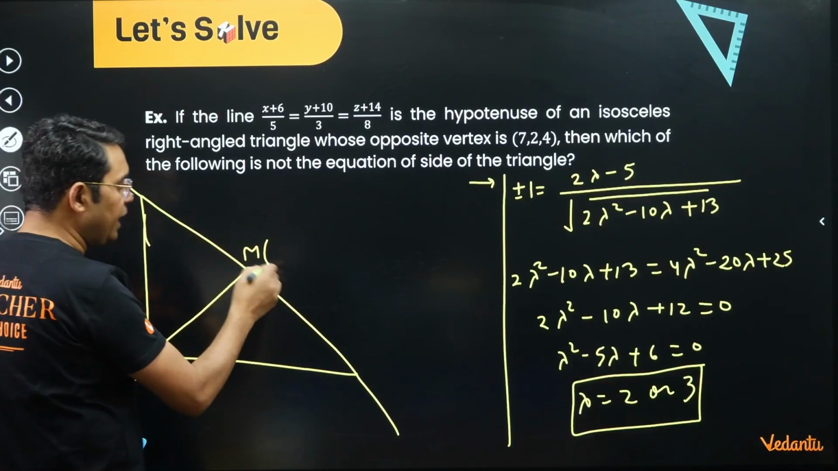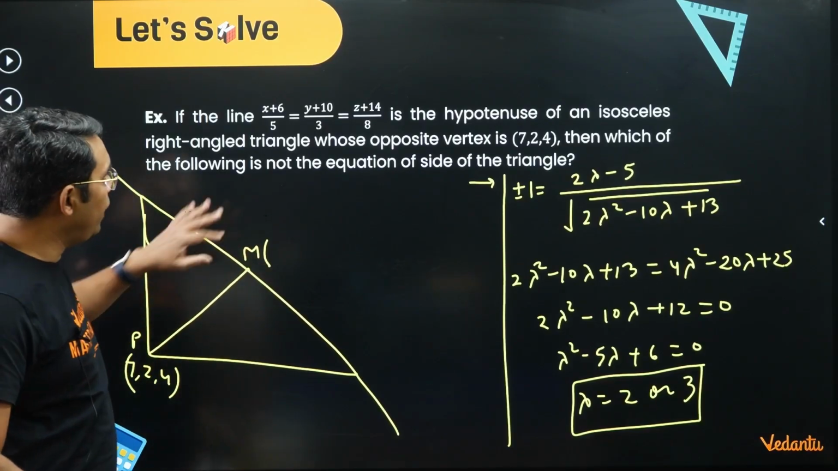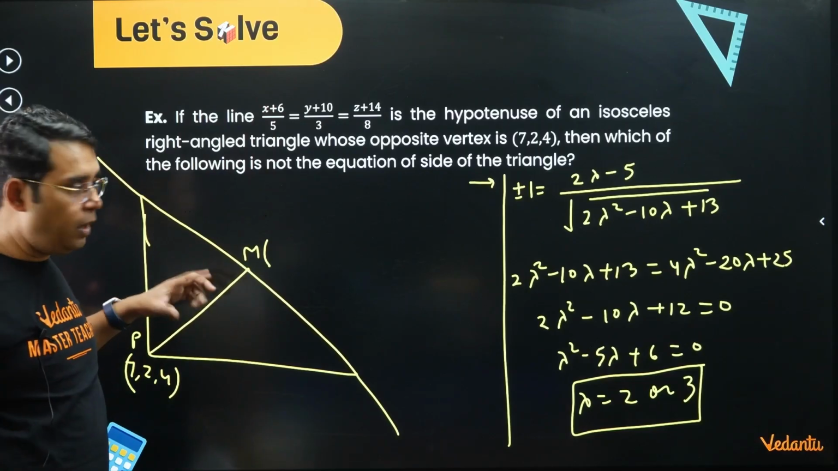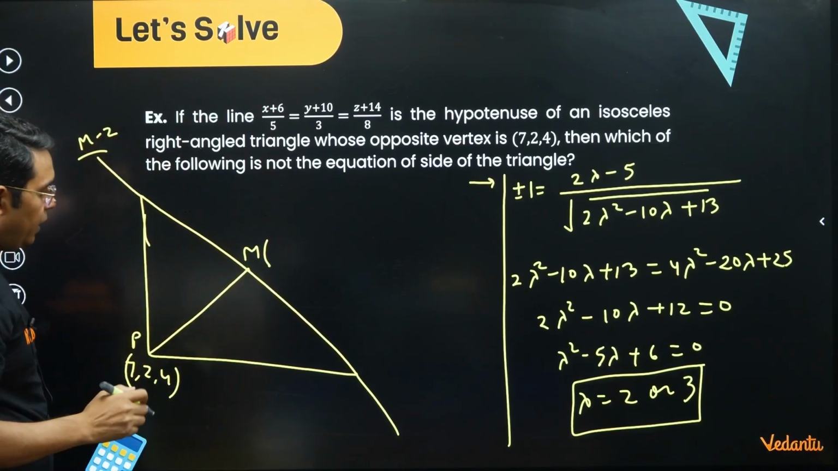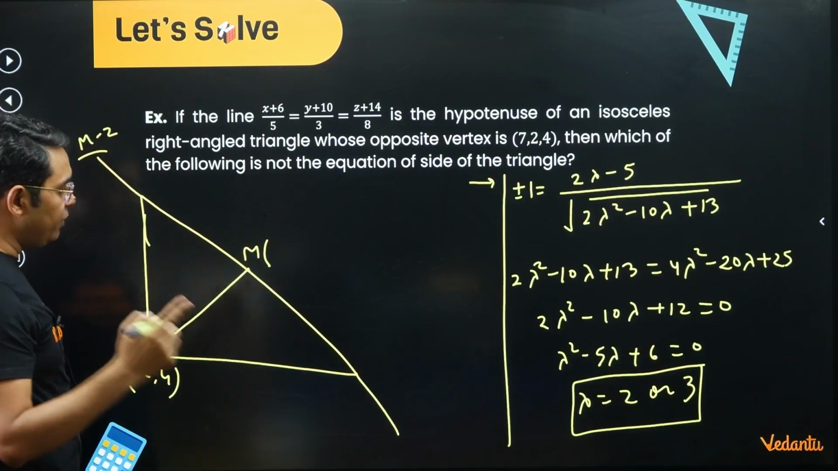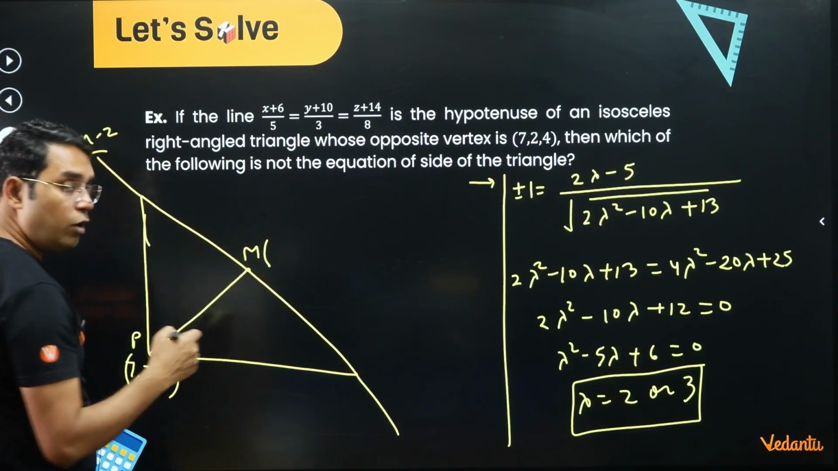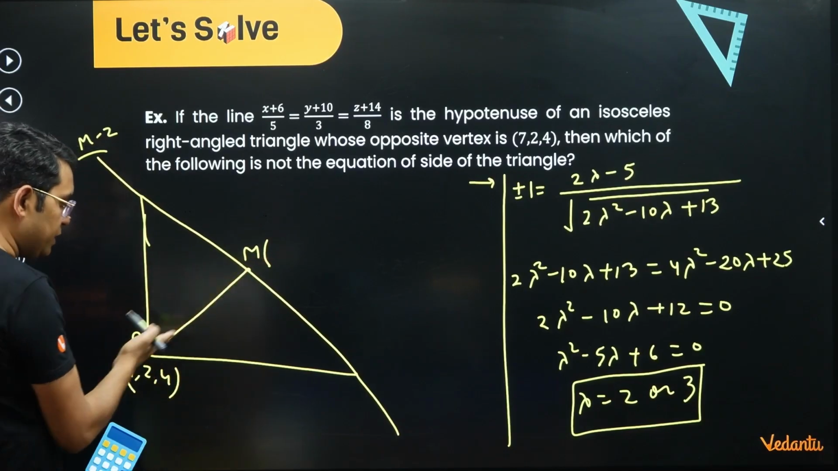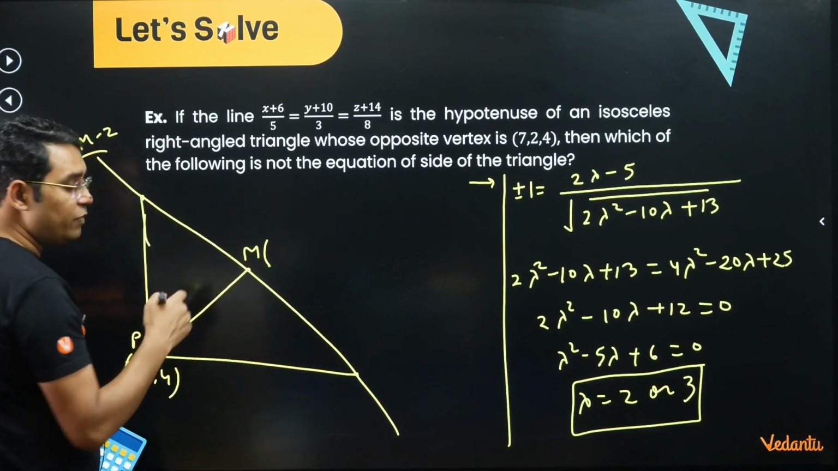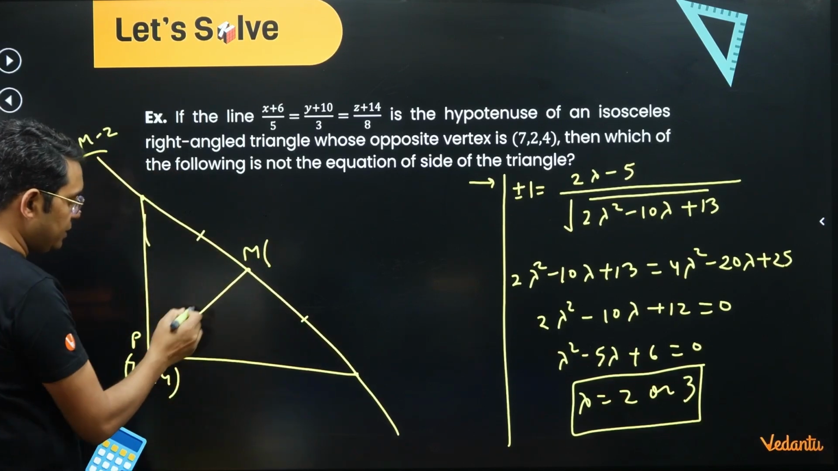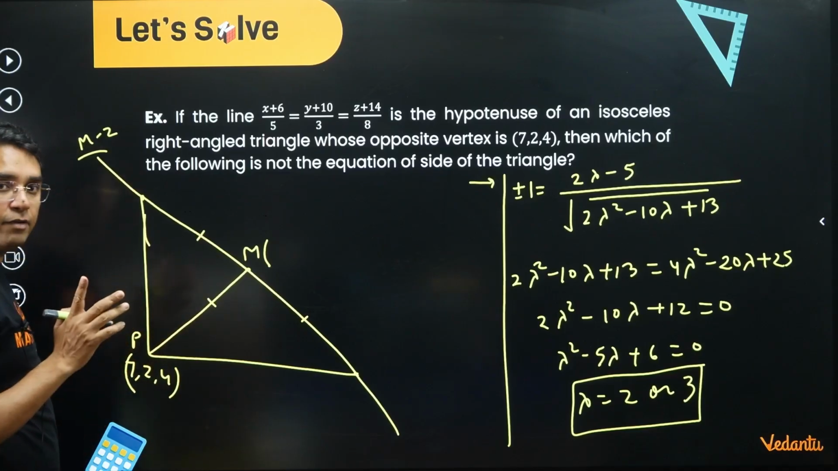Okay, and that can be found by taking a point on this line in terms of lambda or mu. So you can find this point M. Now in a right angle triangle we have a property that the midpoint of the hypotenuse is at equal distance from all three vertices. So these points will have the same distance from M as this point P has.